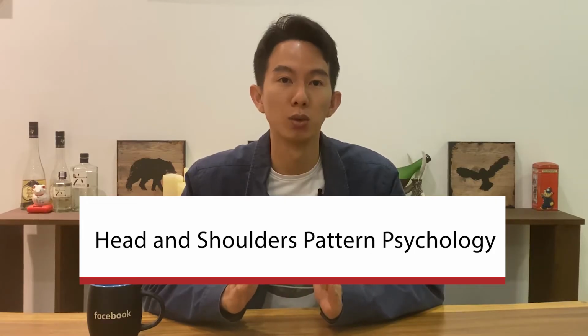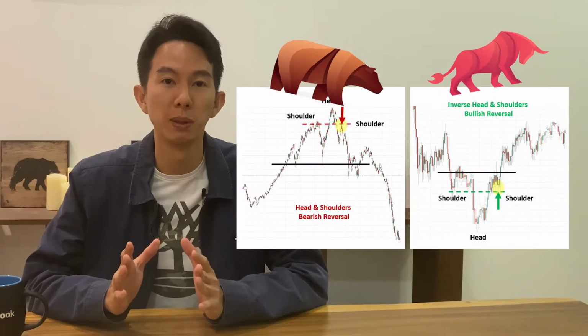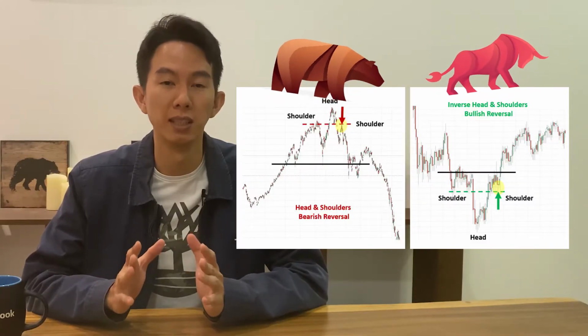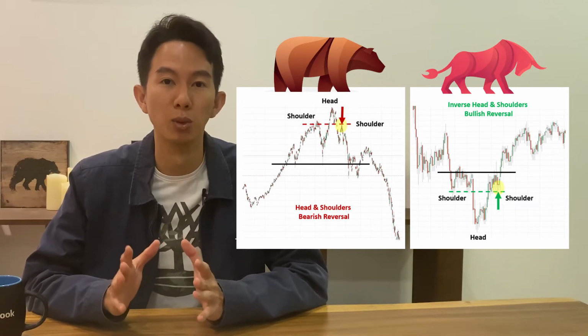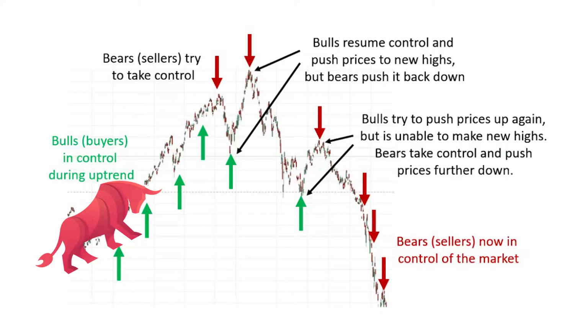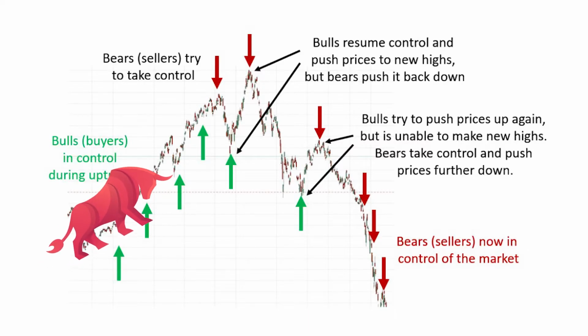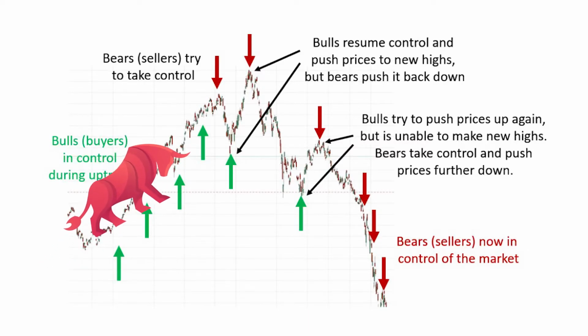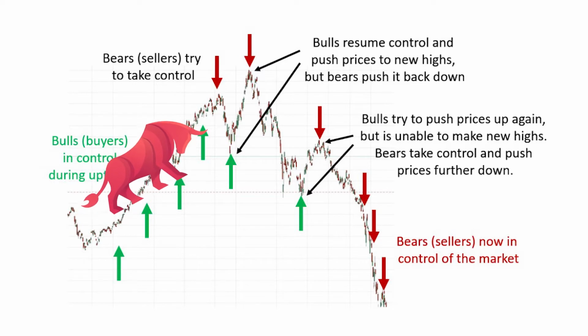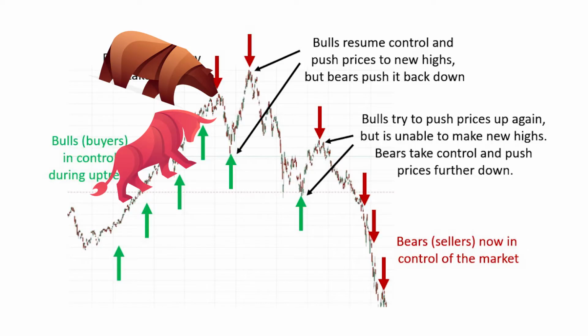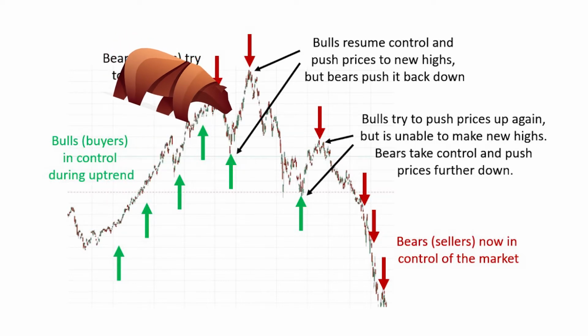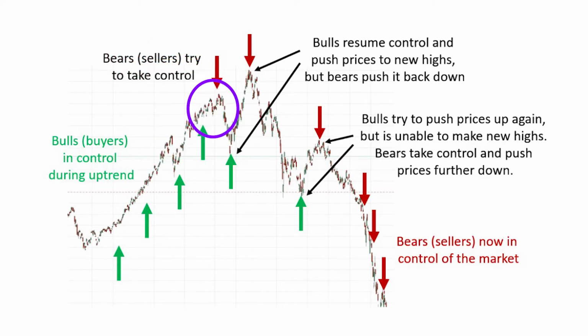Next, what is the psychology of the head and shoulders pattern? Here's a quick recap of the two types of pattern: the head and shoulders pattern, which is a bearish reversal, and the inverse head and shoulders pattern, which is a bullish reversal. So first, for the bearish reversal version, in the head and shoulders pattern, the bulls, who are the buyers, are originally in control of the market, and the market is in an uptrend. At some point, the bears, who are the sellers, try to take control, pushing down prices, which creates the left shoulder of the pattern.